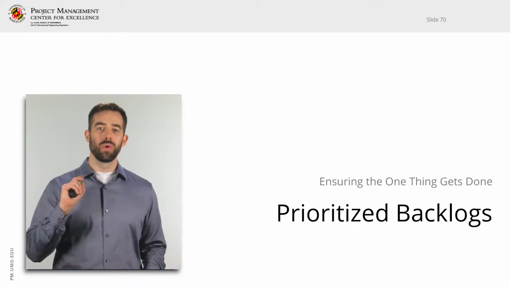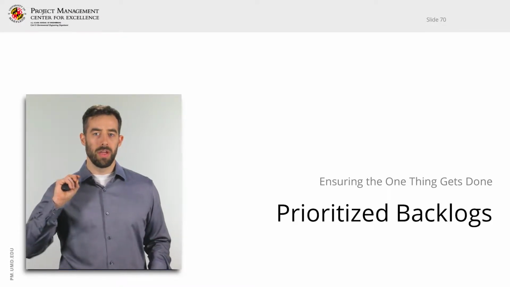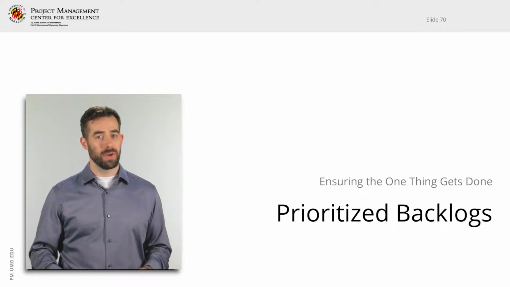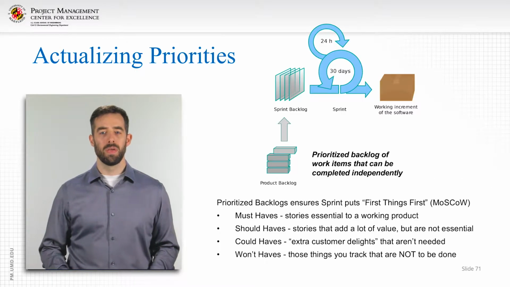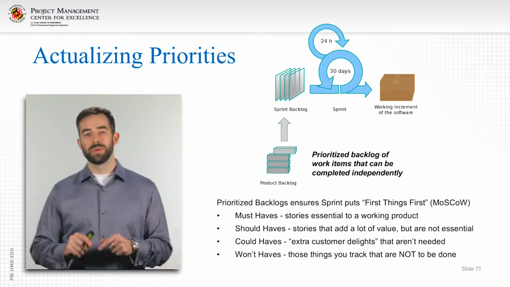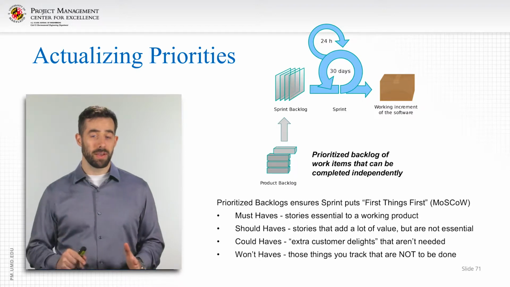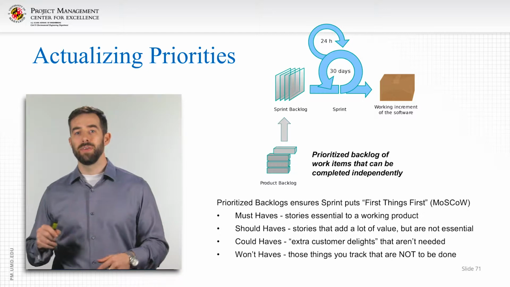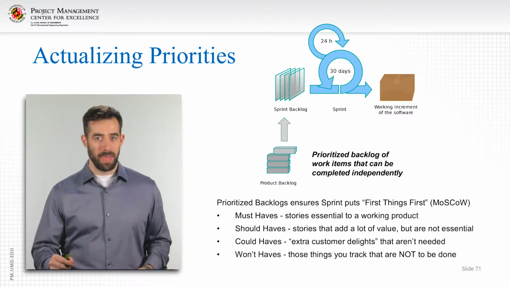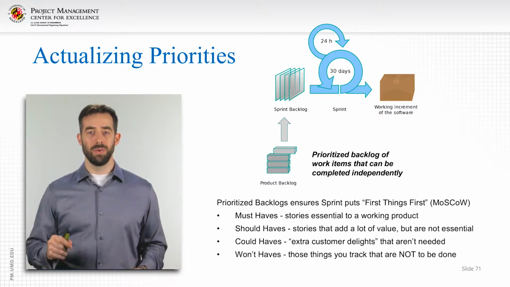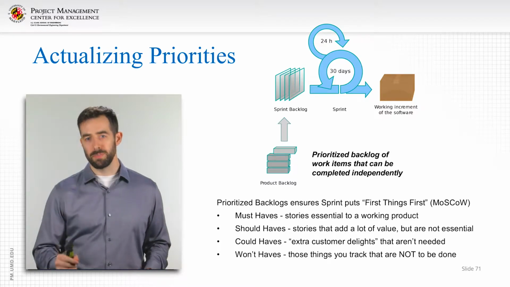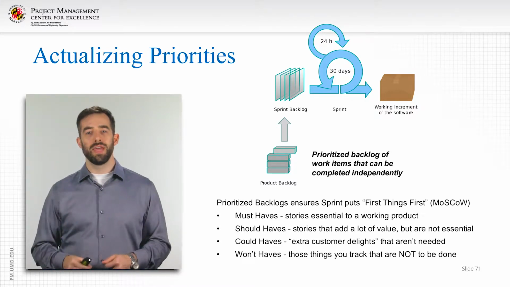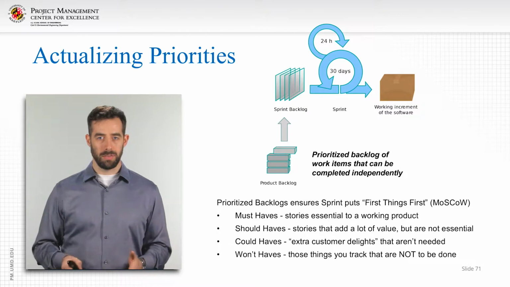In this lesson, we're going to talk about how you can ensure the one thing gets done in your sprint every time. So in the last lesson, we were talking about how you can ride the variance within your sprint. Here in this lesson, we're going to talk about how you can take even greater advantage of that behavior by prioritizing the work that you get done. So you start with the most important work. The way to do that is through prioritizing your backlog effectively.